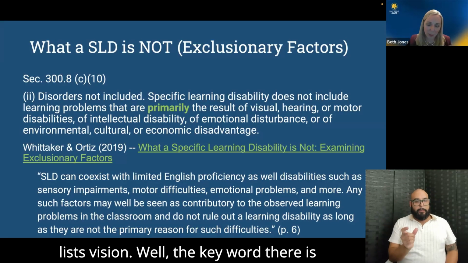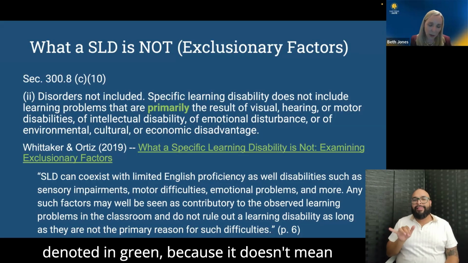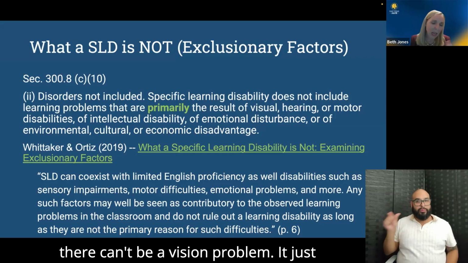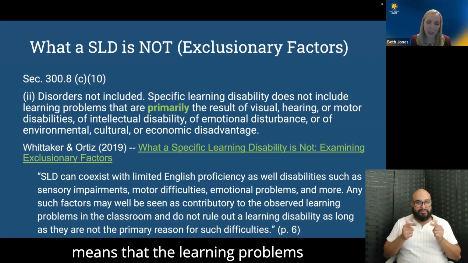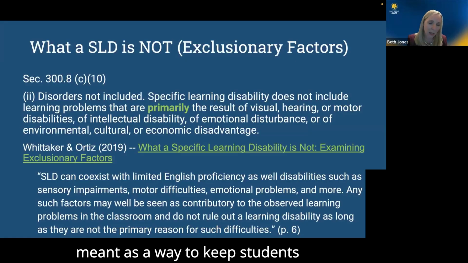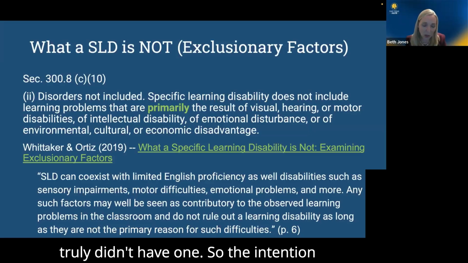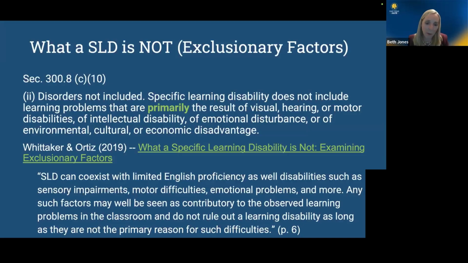Well, the key word there is primarily, and that's why I have it denoted in green, because it doesn't mean there can't be a vision problem. It just means that the learning problems aren't primarily due to that vision disability. It was meant as a way to keep students from being mislabeled as having a learning disability when they truly didn't have one. So the intention is good.